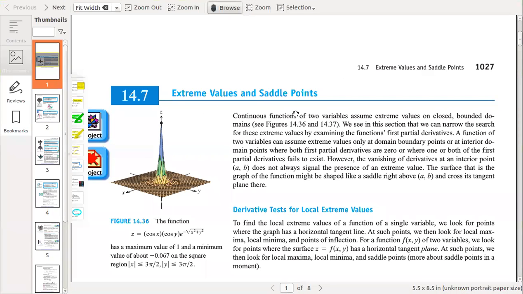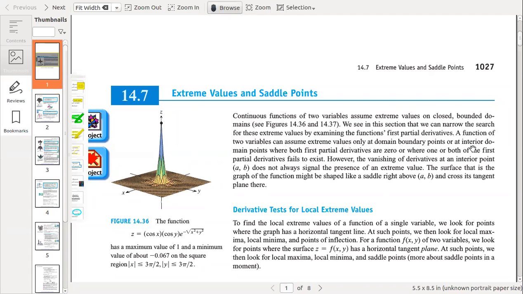Extreme values and saddle points. Continuous functions of two variables assume extreme values on closed, bounded domains. We see in this section that we can narrow the search for these extreme values by examining the functions.